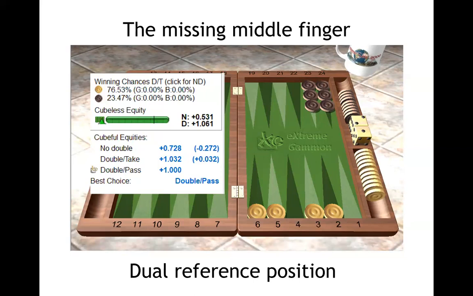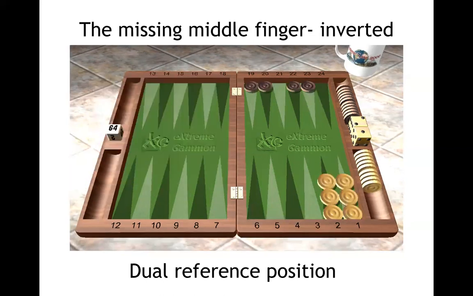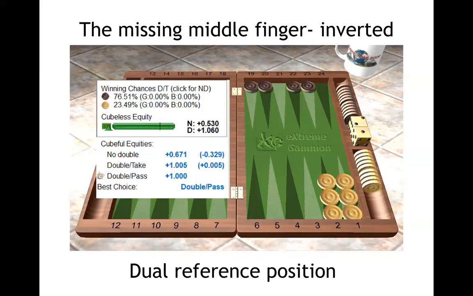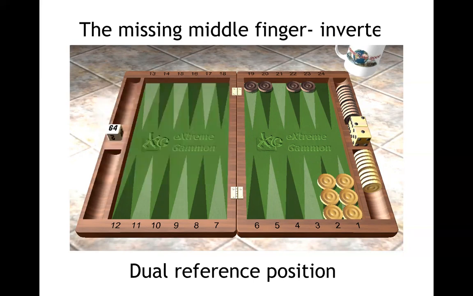This is a small pass here. They're winning, here it says 23.5% of the time. But when you flip it around, the missing middle finger inverted, it's also the borderline, no matter who's on roll. This is a small pass, and this is 23.5% of the time. So you can see both sides. You can explain it that both sides have the same effective pip count from this position. But this is a bare pass for either side.